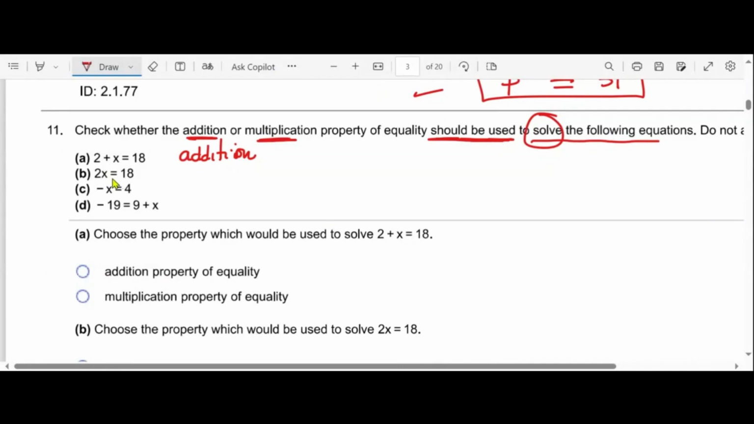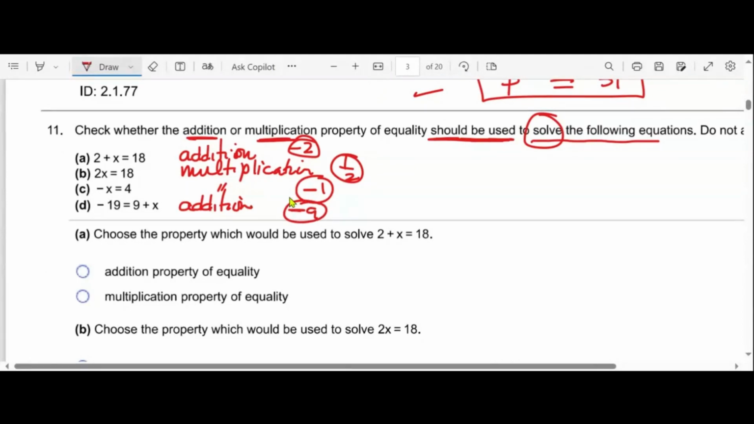What should I do here? Multiply times half, both sides, right? So it's going to be multiplication times half. And here we're going to add -2. This one, multiplication times what? -1. Very good. Last one, addition. How much addition? -9. Is this clear? If you understand, raise your hand.